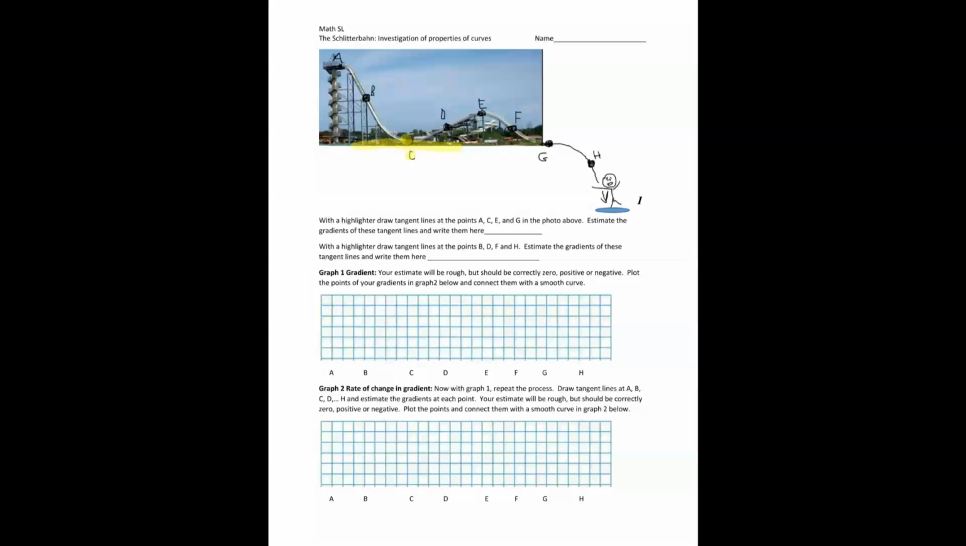I'm going to have to change the color. Okay, what about at G? What about at A? Do you see a pattern happening here? So when I draw all the tangent lines, they all have similar characteristics, which is that their slope or their gradient is flat, also known as 0, right?